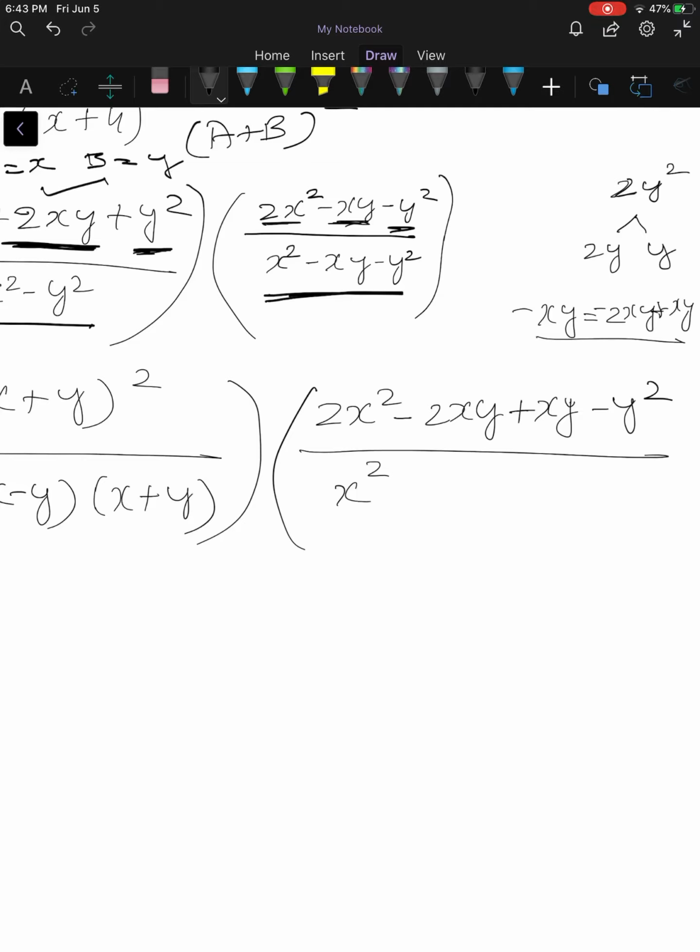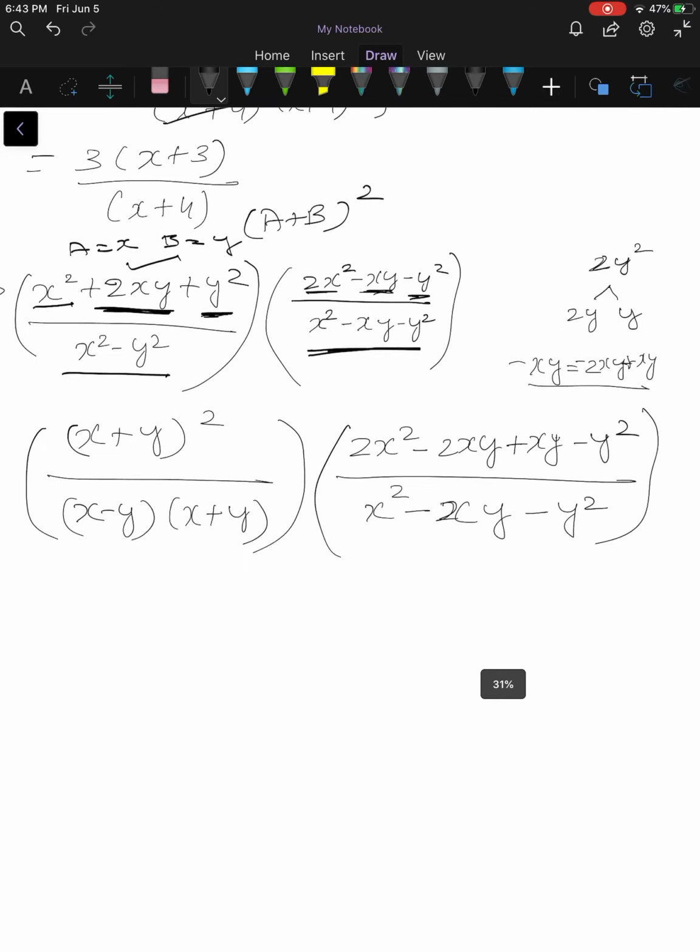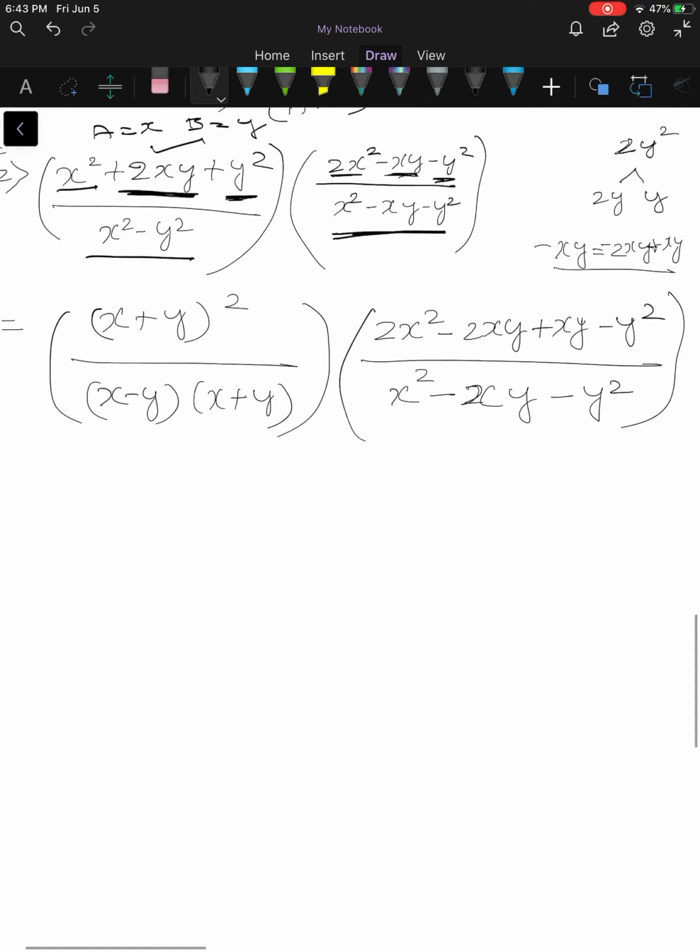Can we apply it for the denominator? Yeah, can we? Y square is y and y. That is the only thing that we can do. Yeah, we cannot apply that to the denominator, and we cannot also apply the product formula, so we are just left with this.